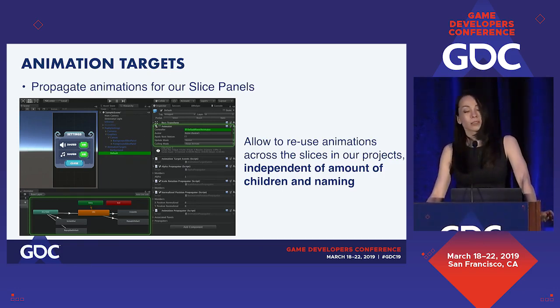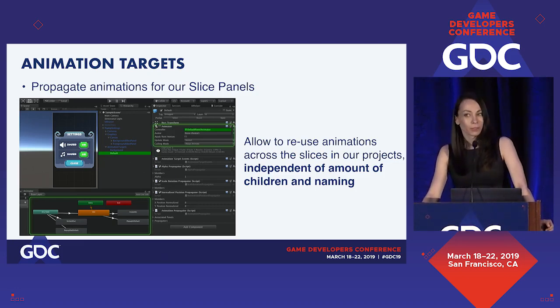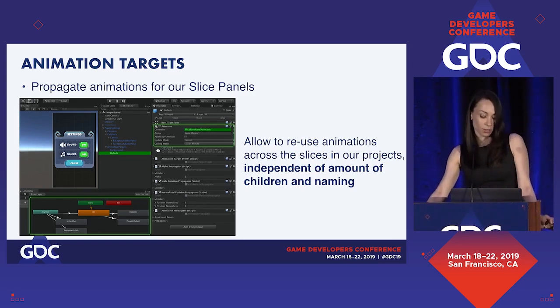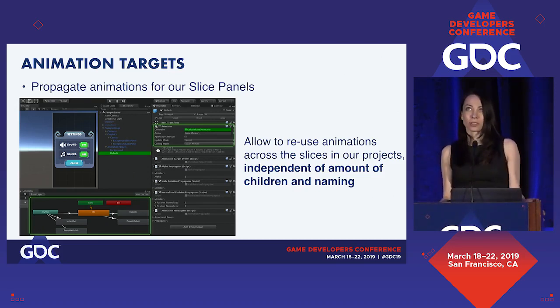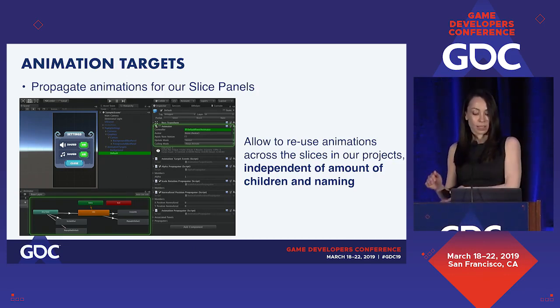And this is the way for us to reuse animations across all slice panels in our projects, independent of the amount of children and naming. If you have ever worked with the Unity animation system, you probably know how painful it can be to be tied to a specific naming if you want to reuse an animation. Right now it's possible because it's basically an abstraction layer that allows us to reuse animations, because we are assigning just an animation target type to a specific panel. So we don't care what's underneath it, we don't care how it's called, we just assign the type.